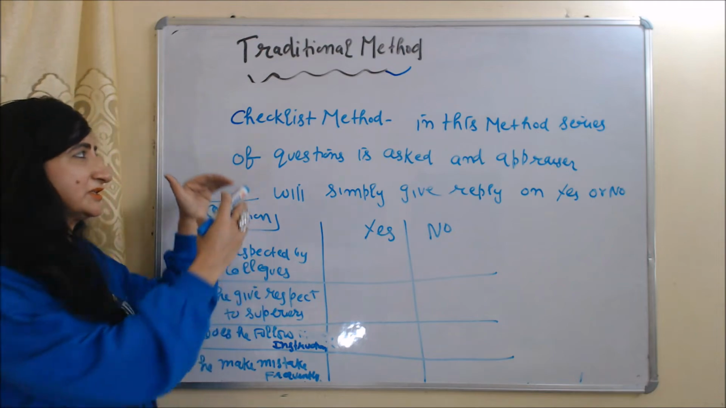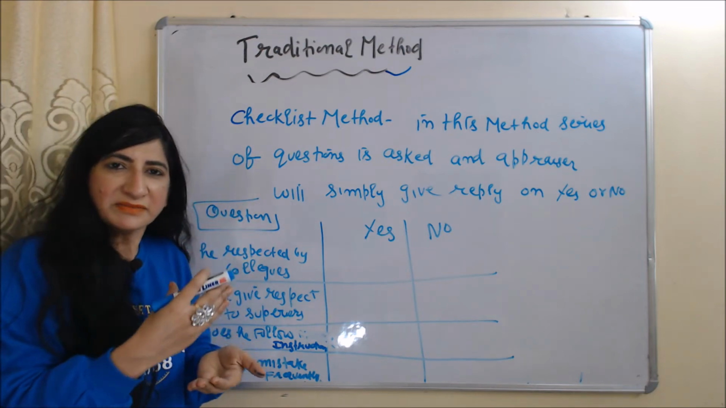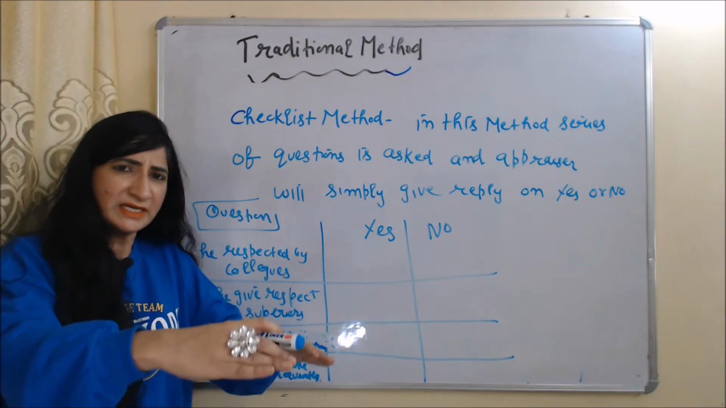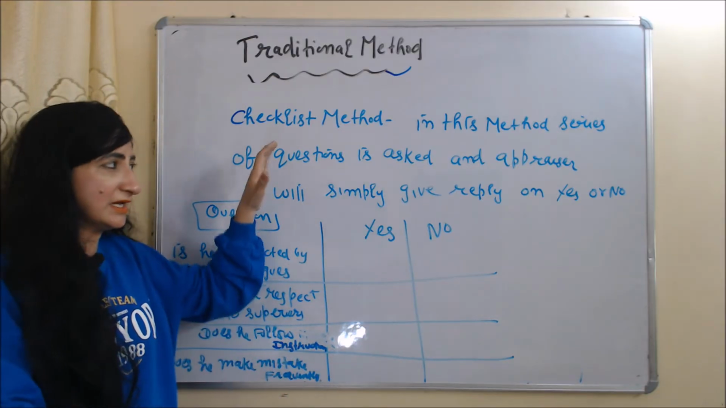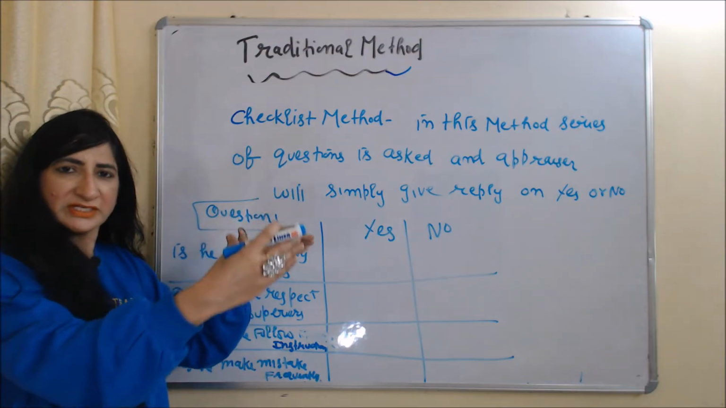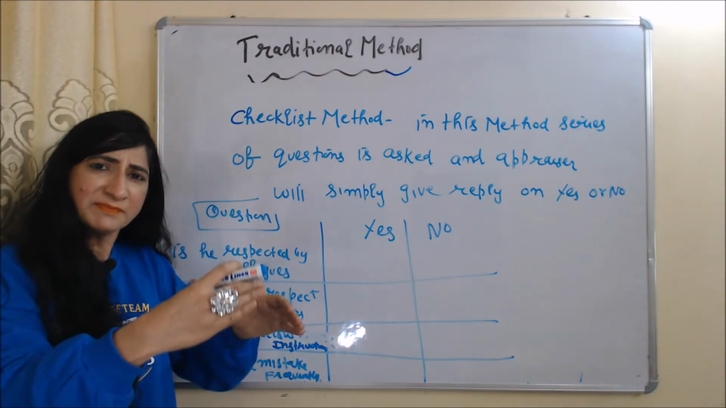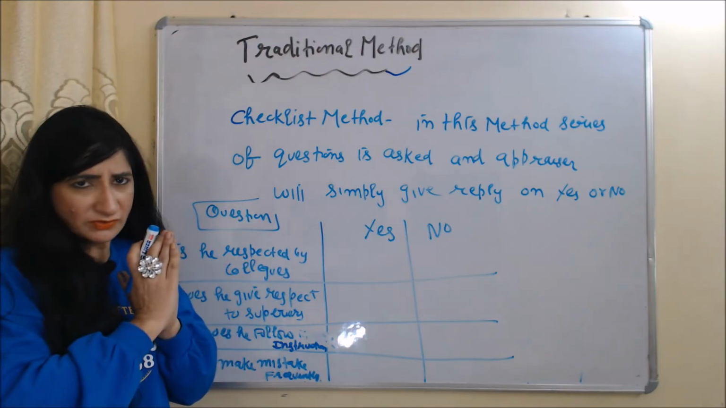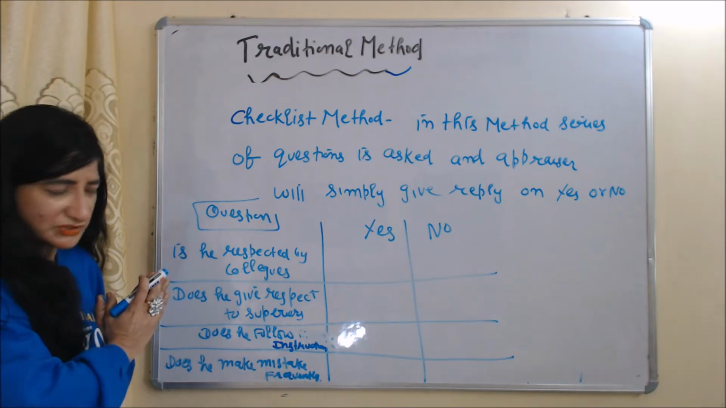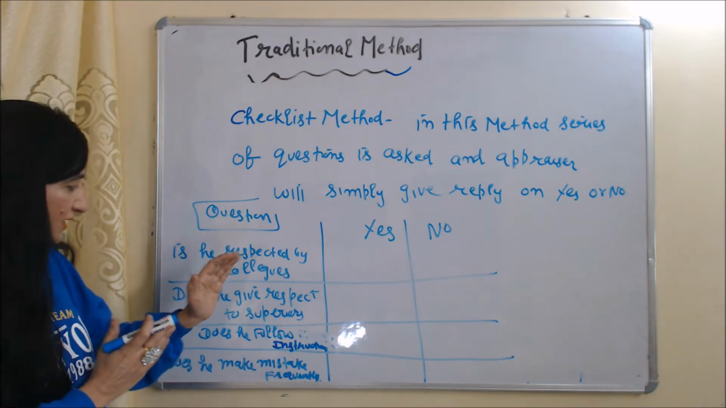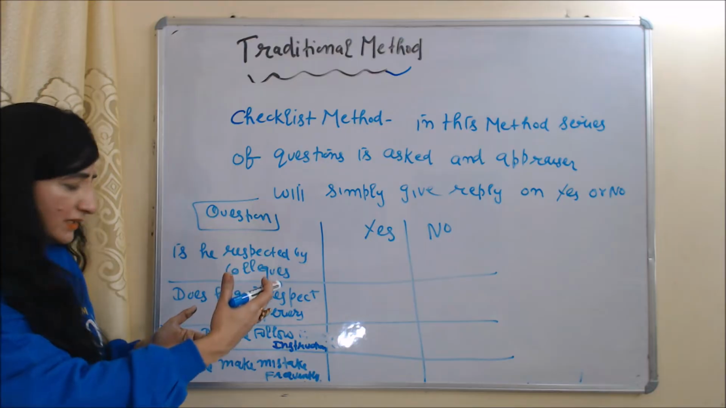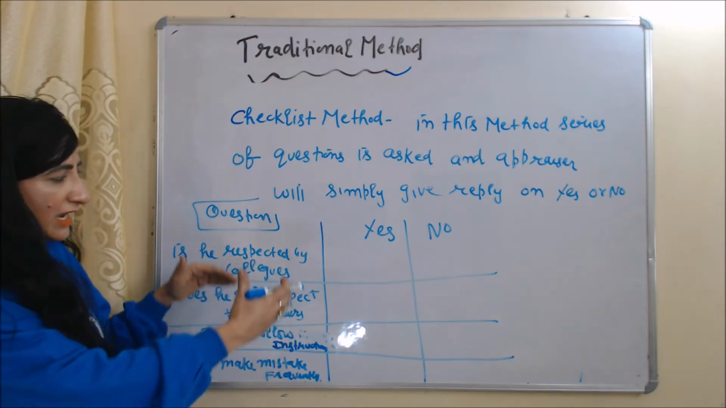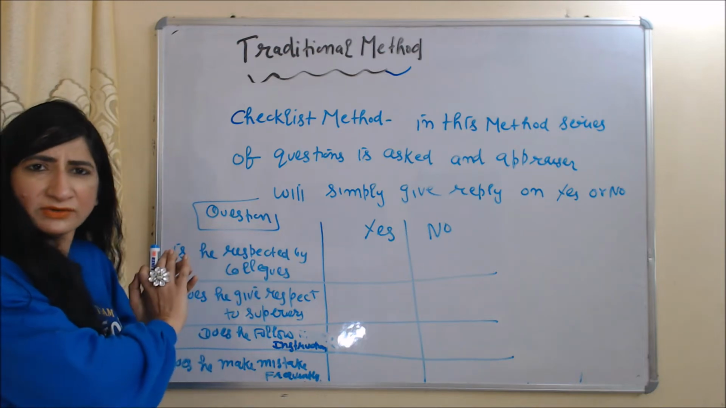Next traditional method is checklist method. In this method, a series of questions is asked and the appraiser simply gives a reply of yes or no. For example, we are evaluating performance of someone. Here we have a series of questions like, is he respected by colleagues? Does he give respect to superiors? Does he follow instructions? Does he make mistakes frequently? And the appraiser will simply reply yes or no.